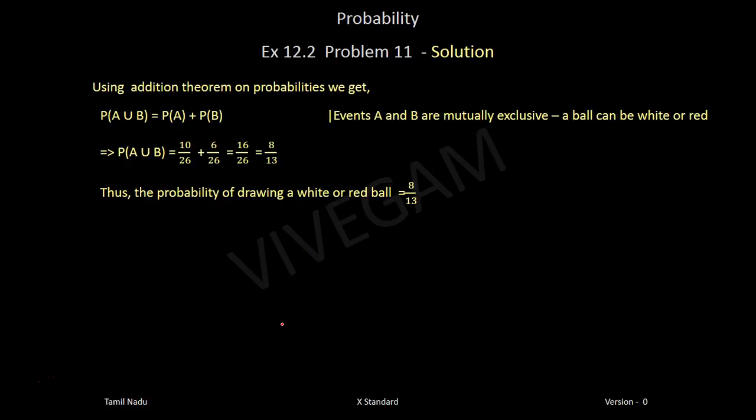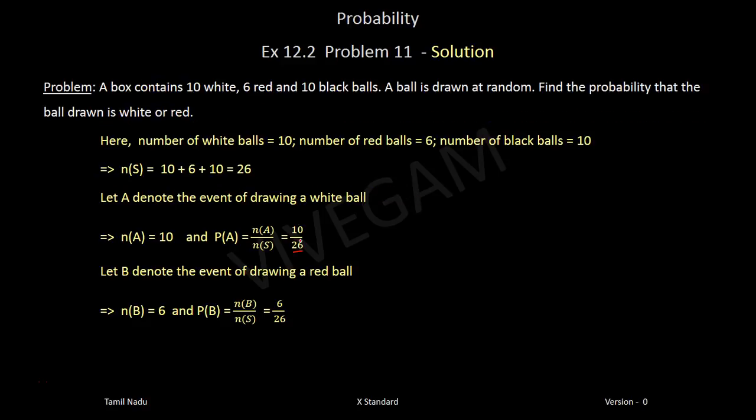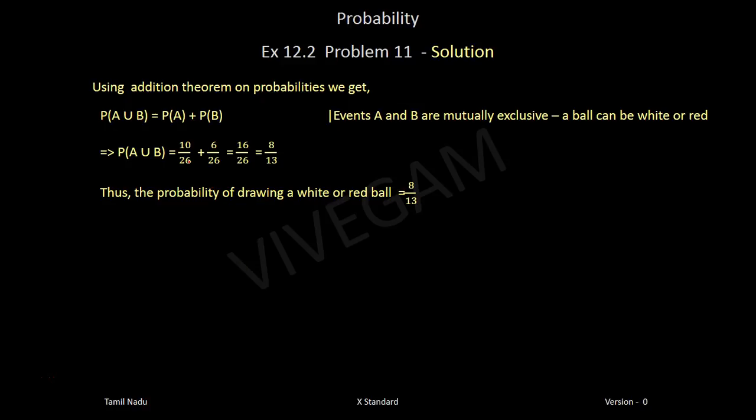Then all we need to do is substitute that in the addition theorem. Probability of A union B is probability of A plus probability of B. As the events are mutually exclusive, A intersection B will not be there. Substituting, probability of A is 10 by 26 and probability of B is 6 by 26. That is 16 by 26, or 2 will go 8 times, 2 will go 13 times, so it's 8 by 13. The probability of drawing a white or red ball is 8 by 13.